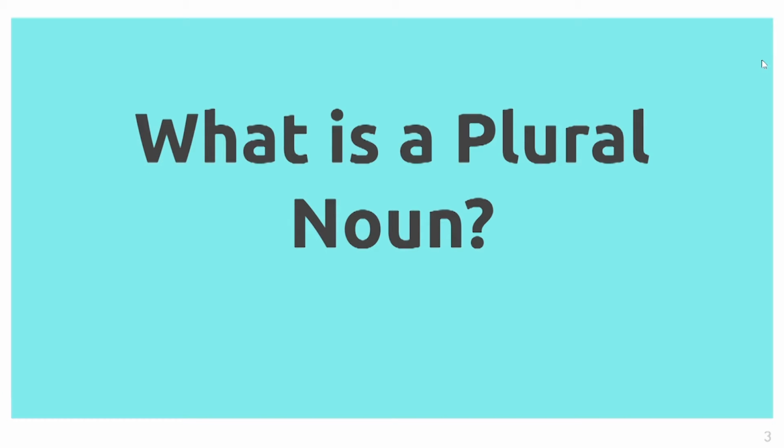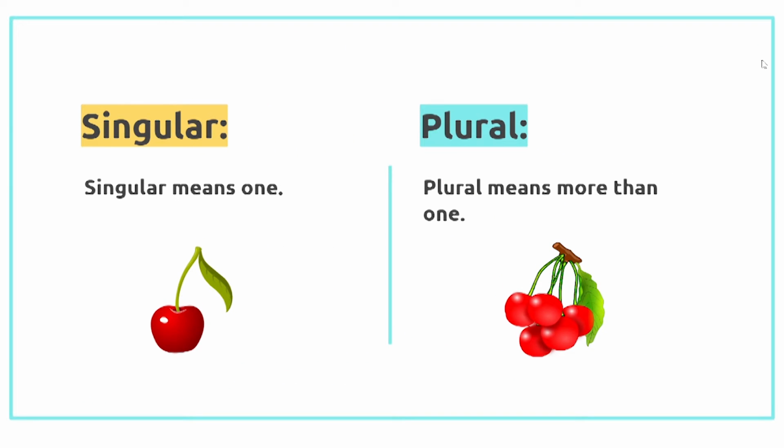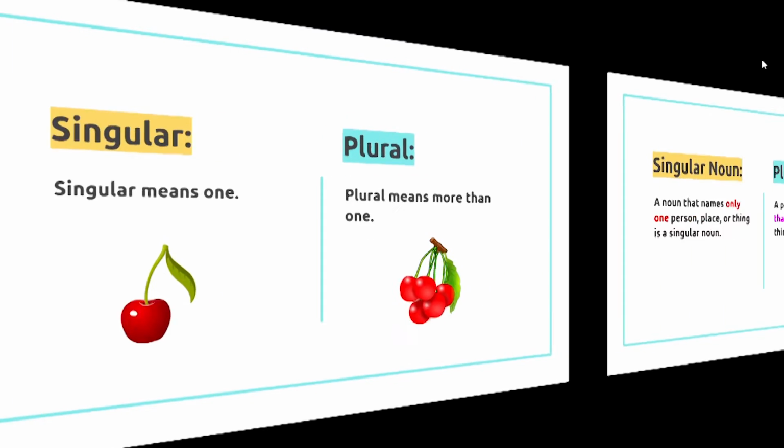What is a plural noun? In order for us to understand why foot is misspelled, we need to understand what a plural noun is. In order for us to do this, we need to understand the difference between singular and plural. When we refer to a singular thing, we are talking about one object or thing. When we talk about the plural, we're talking about multiple, more than one.